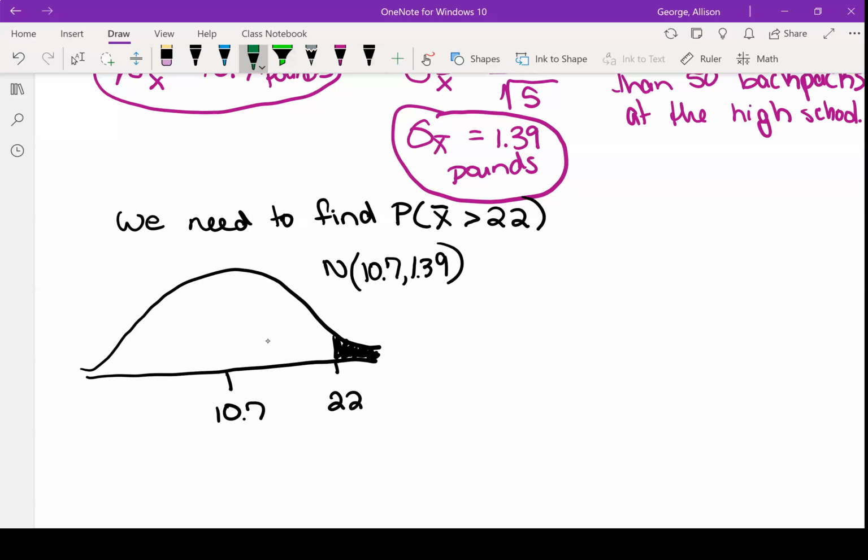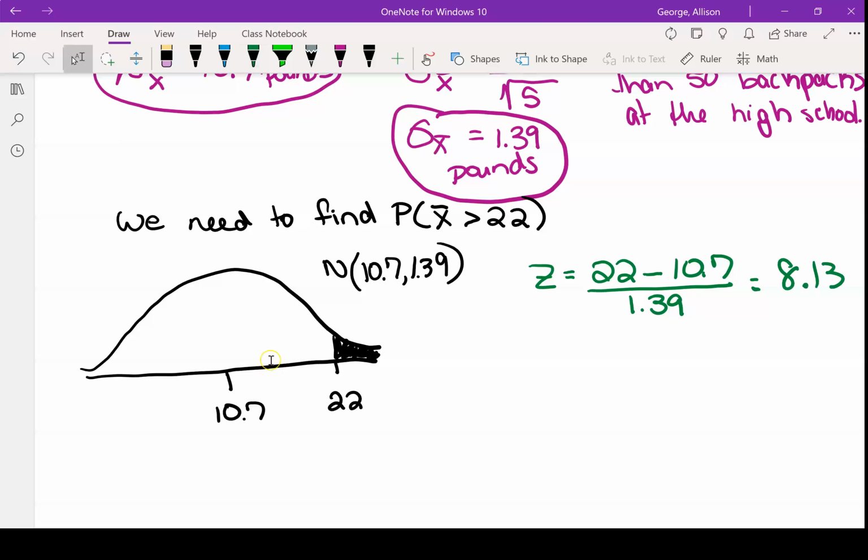All right, so first, after we draw our picture, our next step is to do our z-score calculation. So it's our value of interest minus our mean over our standard deviation. Well, when you mash your buttons in your calculator, you are going to end up getting 8.13 as a z-score. That is super big. When we get to what we're talking about in our next units, that should be a red flag for you. But for right now, let's talk through hypothetically what that would be.